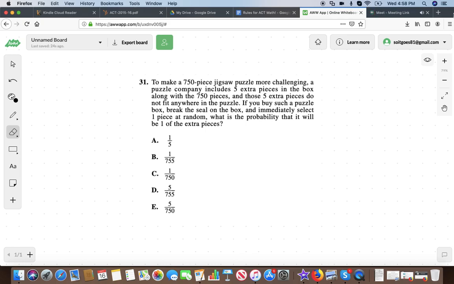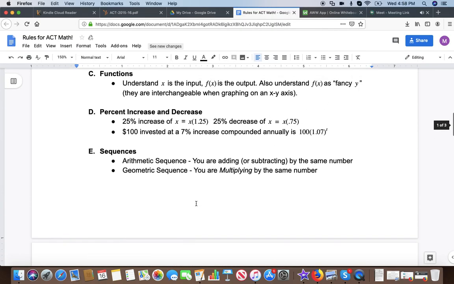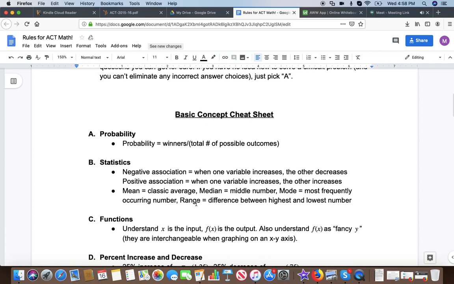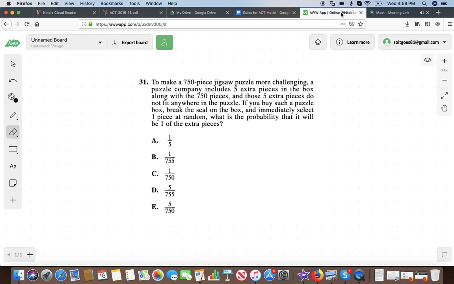Let's talk about probability real quick here. Let's go back to the rules for ACT math. And where is probability on here? Basic concept A. Okay. I gave you a definition of probability that it's winners, right? The winning outcomes, the outcomes you're looking for, divided by the total number of possible outcomes. And I think I said also in the last session to always start with the denominator. Always start with the total number of possible outcomes. Then we'll pick the winning outcome from within that total. So here they're saying if you buy such a puzzle box, select one piece at random, what is the probability that it will be one of the extra pieces? Well, what's our total number of possible outcomes here?